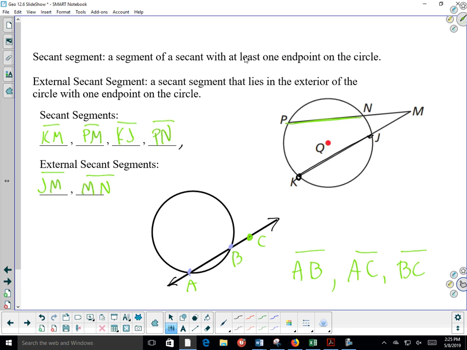Wait, why did we say jam? Oh, wait. Okay, let's get to the theorem involving these.